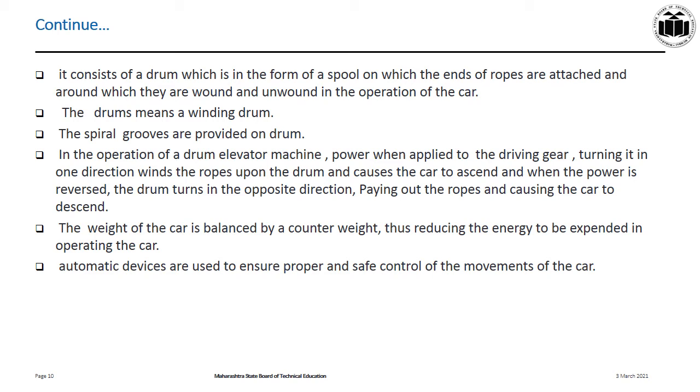Automatic devices that we have discussed in the last CO, that is CO number 7, are used to ensure the proper and safe control of movement of the car. Safety is very important. Now, with respect to the location of the machine, there are two types: over-mounted drum and under-mounted drum.